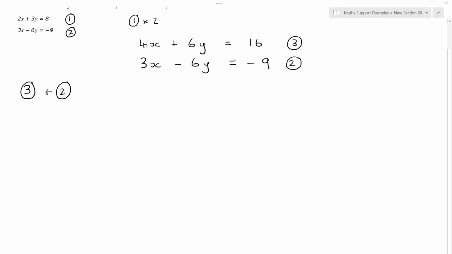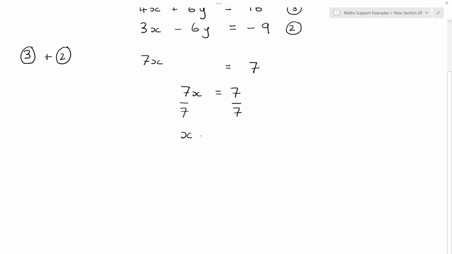So what do we now find? We have 4x plus 3x gives me 7x. 6y plus minus 6y cancels out to leave me with 0y. And I have 16 plus minus 9, which gives me 7. So I now have an equation with a single unknown, 7x, which is equal to 7. And by dividing both sides by 7, remember what we do to one side, we do to the other, I see that x is equal to 1.